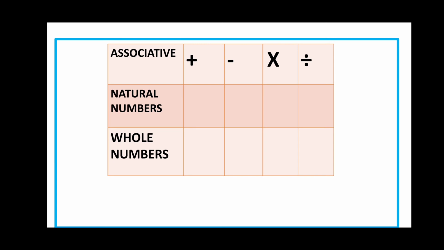If we observe, associative property of natural numbers under addition is satisfied. In the same way, whole numbers also satisfy it. Now let us check for the subtraction. Subtraction of natural numbers doesn't satisfy, so we put a cross mark. Next, for the whole numbers also it is not satisfied, so a cross mark. In the same way, multiplication satisfies and the division doesn't satisfy.